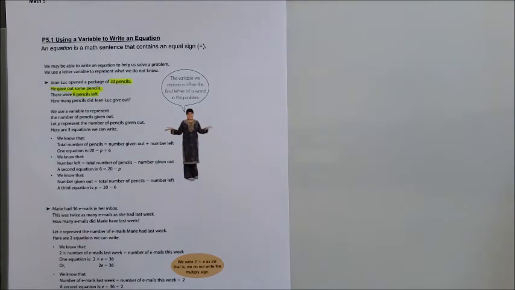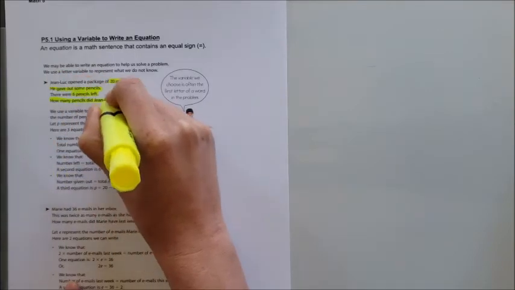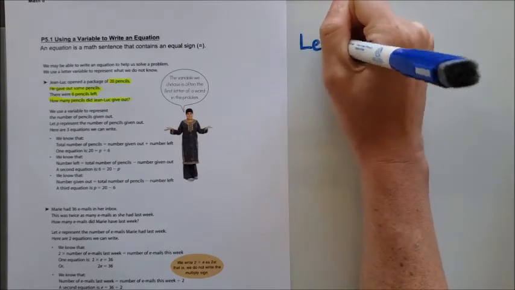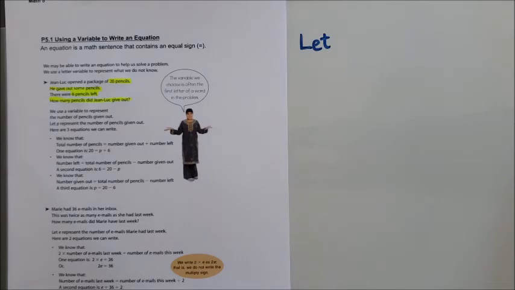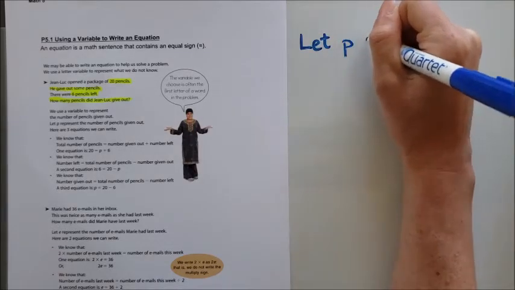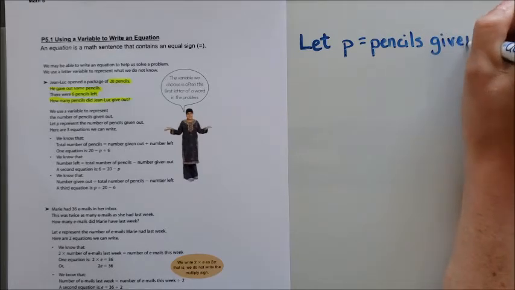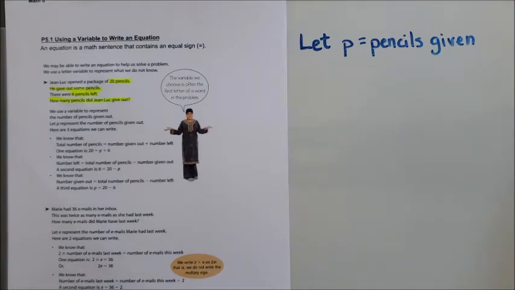So those are the important pieces of information that it gives us, but we also need to know what we are looking for. And so in order to know that, we need to know what the question is. How many pencils did he give out? Now, when we are using variables, we always have to define the variable or explain what we're going to represent. So I'm going to have a let statement. So it just says let, and we can use any letter we like. Oftentimes we like to choose a letter that represents what we're talking about. So I'm going to use the letter P, and I'm going to say that that is the pencils given. So that's how many he gave away.